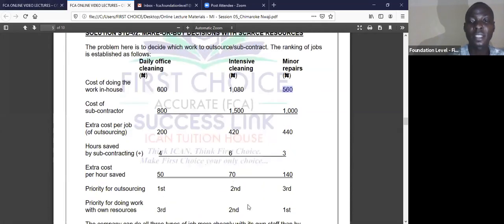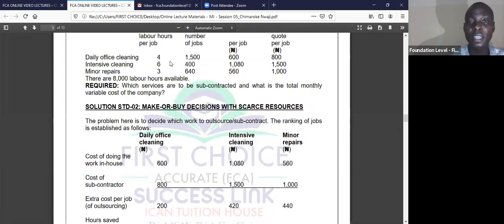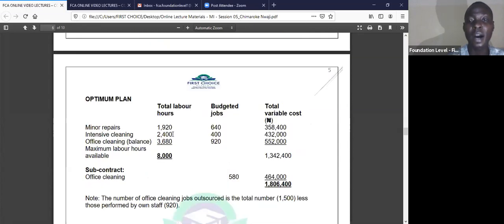We see that that is the second priority for doing that job in-house. Intensive cleaning. How many are we supposed to do according to the question? Intensive cleaning is 400, and it takes us 6 hours per job. So I will say 400 for all the jobs multiplied by 6 hours per job to give me 2,400. So 2,400 is my total labor hours.